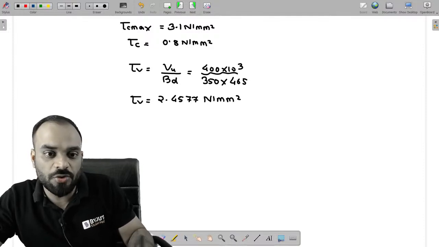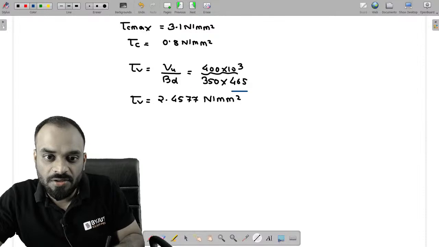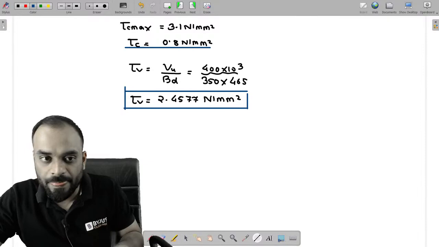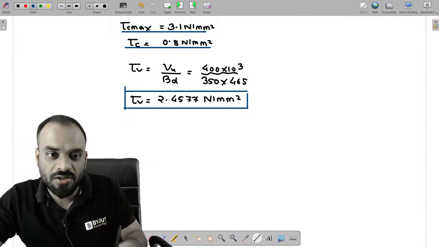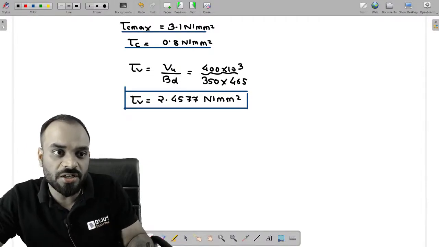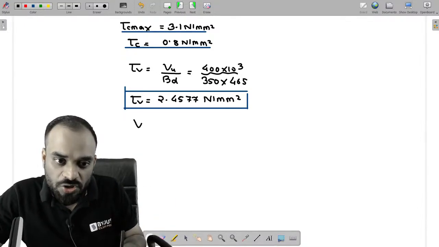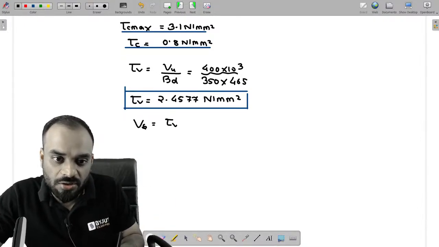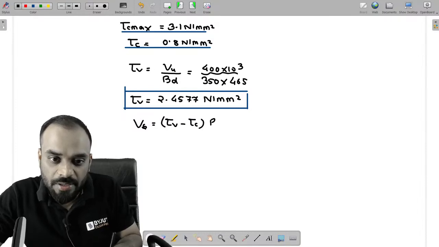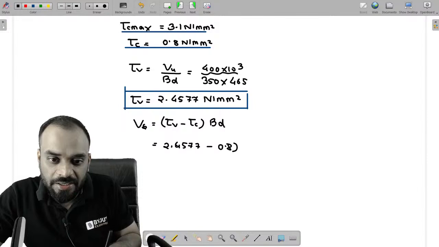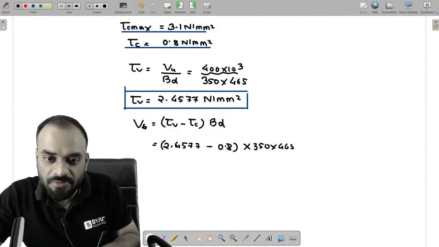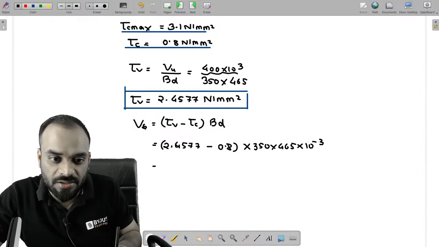Now tell me, guys, this value is less than tau c max. Kindly check it. This value is less than tau c max, but it is greater than tau c. It is less than tau c max, it is okay, but it is greater than tau c. Then we need to use the design concept. Okay. So what should be the design shear force? Let's calculate it. Tau v minus tau c multiplied by B into D. So tau v is 2.4577. Tau c is equal to 0.8, multiplied by B. B is 350 and D is equal to 465 and then multiplied by 10 raised to power minus 3. You will get the answer.